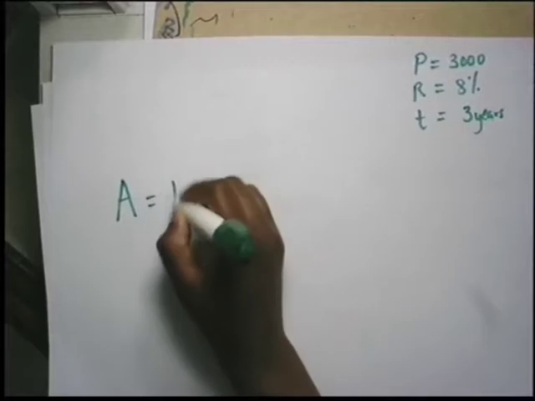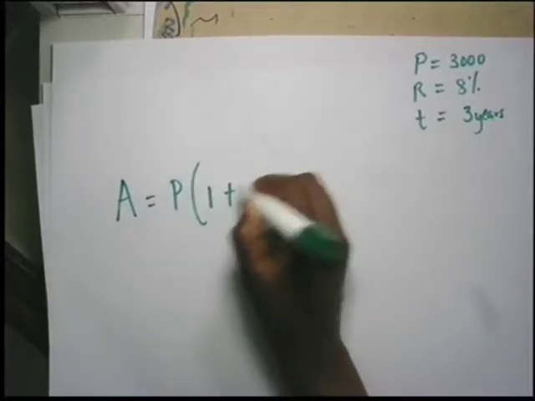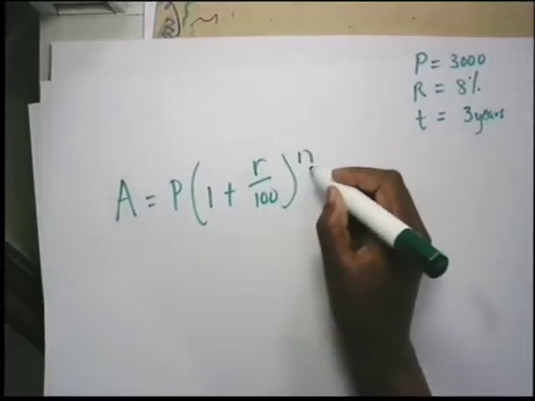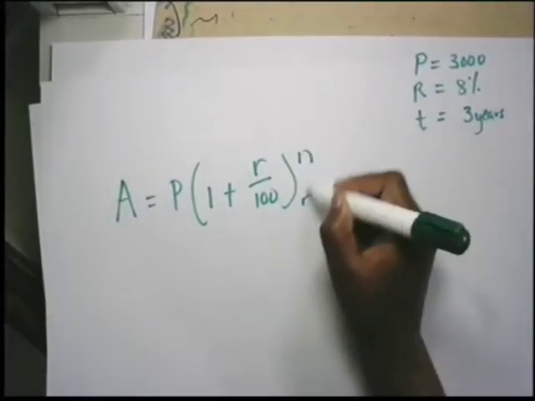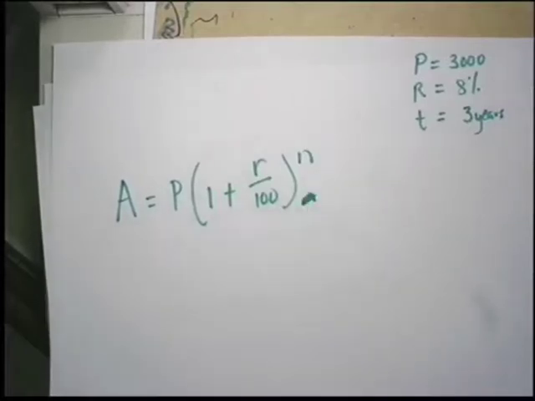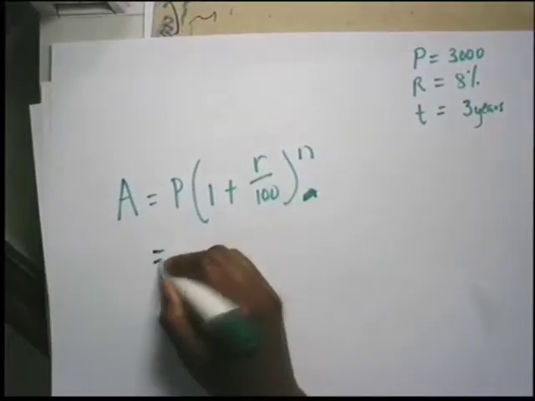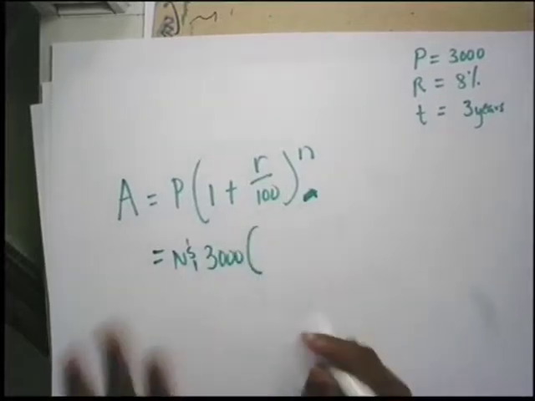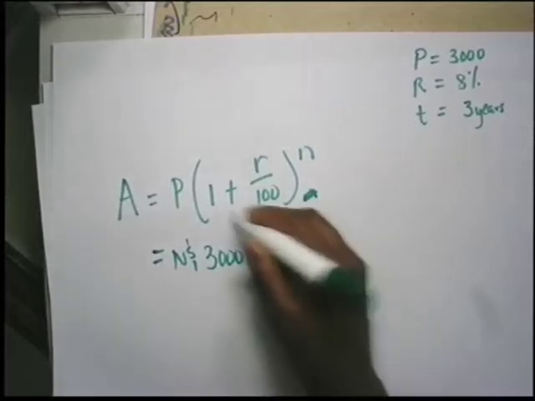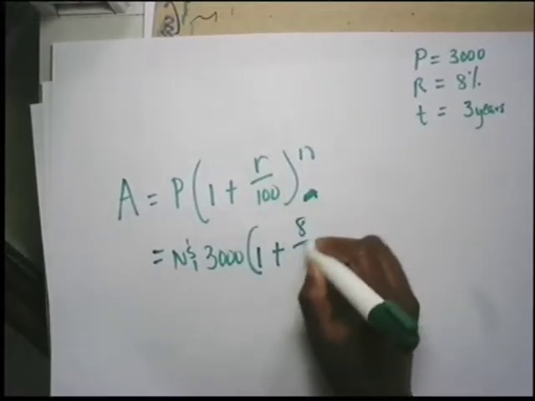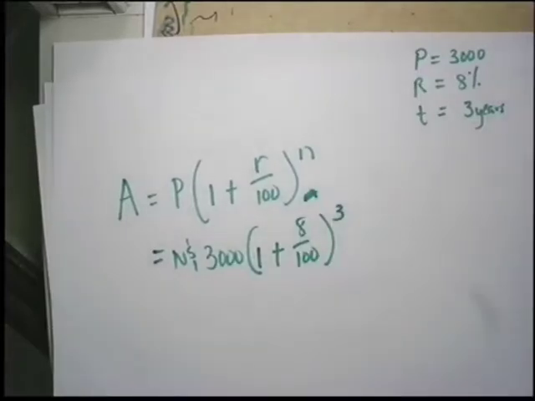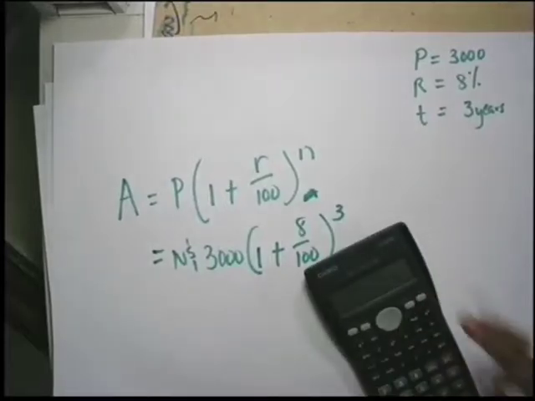Total amount is equal to principal, open brackets, 1 plus the rate over 100, power n. This is power n, eh? Don't put your n here. It's a power, and you know how to write powers. Then you do your substitution. How much is the principal? It is 3,000. Open bracket, just substitute the way it is: 1 plus the rate, 8 over 100. And then power, how many years? It is 3 years. Then you can take your calculator and work it out as it is.